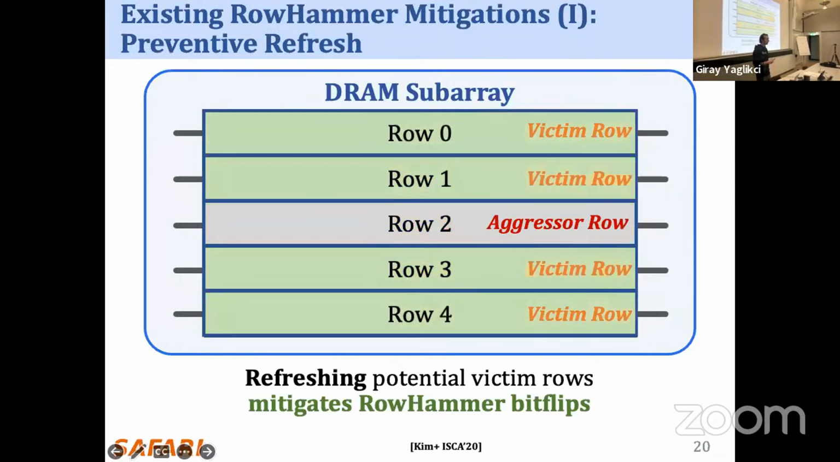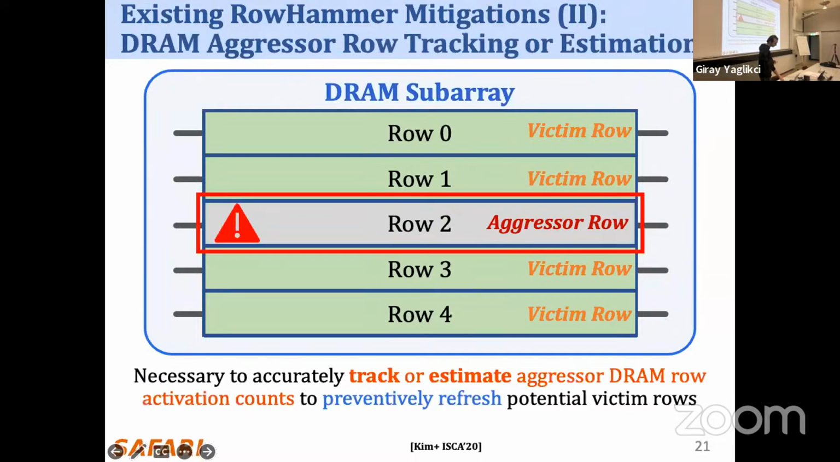One potential way to prevent these attacks is to preventively refresh victim rows before they observe bit flips. And the industry solutions that we will talk about today are also using this approach. They track or estimate the activation counts of aggressors and preventively refresh victims before they observe bit flips.